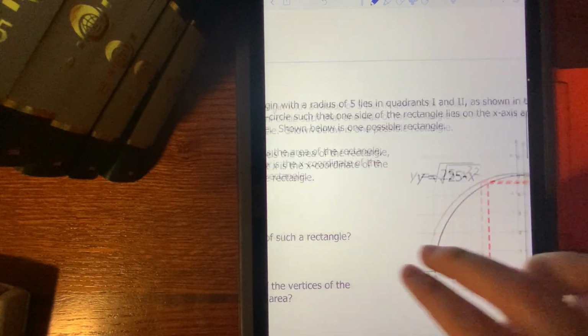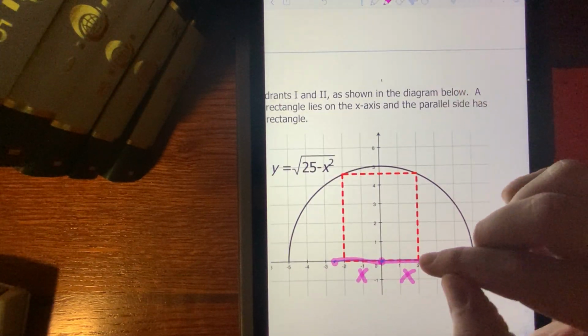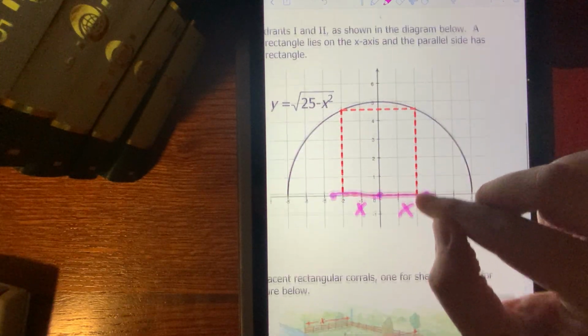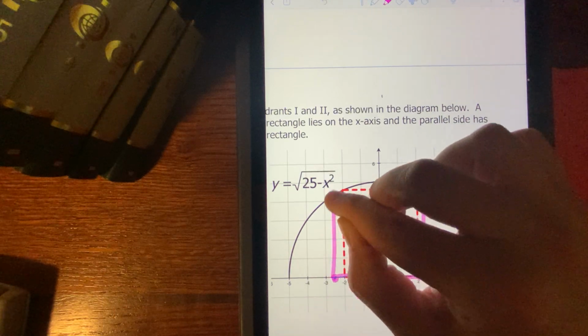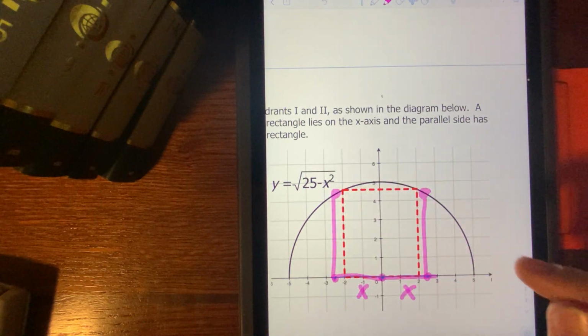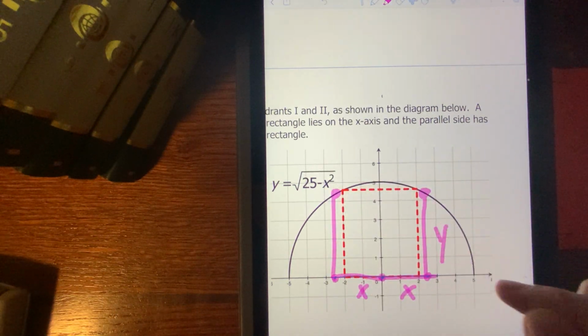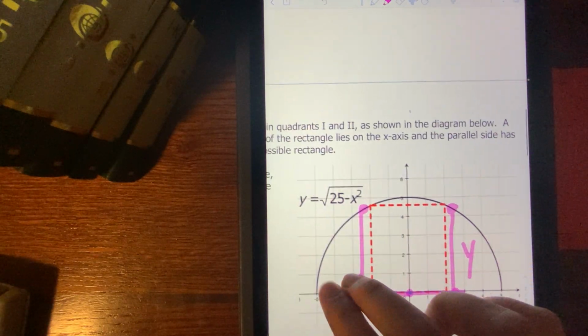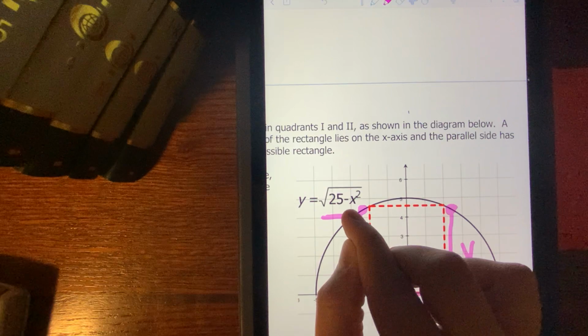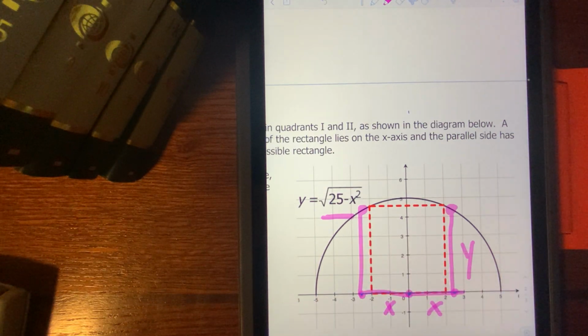Now I need my height or my length. So we're talking the distance from wherever I land up to the curve. Up to the curve. Right there. Like, where would that be, right? Well, that height is y, because it's always x, y, but we don't want to call it y. We want to call it what y is equal to, the square root of 25 minus x squared.